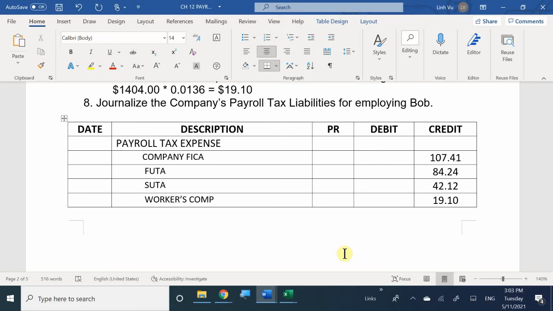So how much does the company have to pay for Bob being an employee? $252.87. Not only does the company have to pay 1404 for Bob, it has to pay an additional $252 just for Bob's taxes. So the total amount that the company pays per person is $1,600 or even $1,700. Good. All right. Good job.